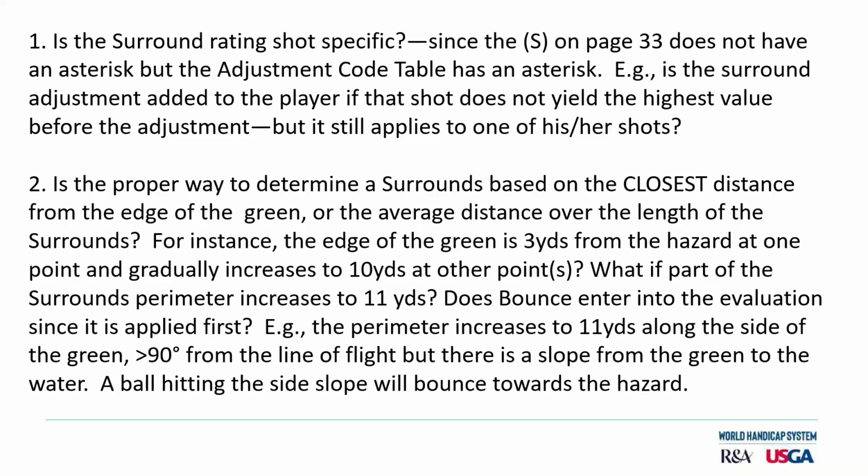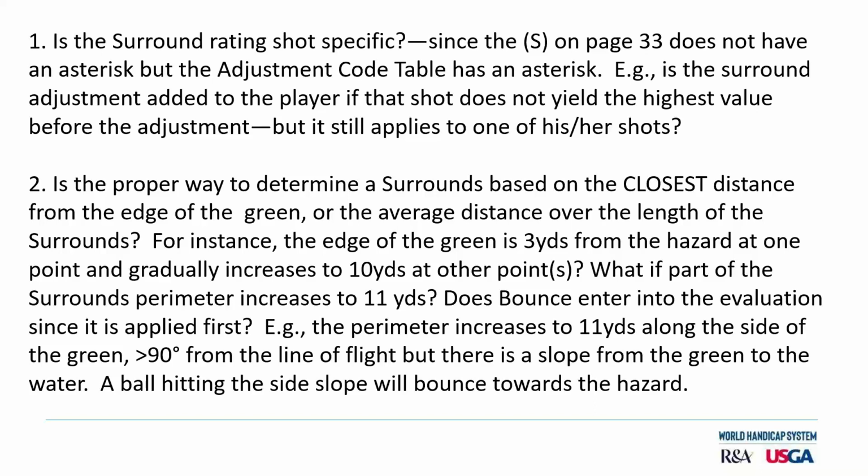The second one, is there a proper way to determine it? Again, this is a good question because we don't always lay out in the book how to do it. Essentially, how do we use the surrounding area of the green and how do we measure it? Is it the average distance from the edge of the green? Is it the closest? How do we do that? As it says, for instance, the edge of the green is 3 yards from the hazard, and using the word hazard, I assume penalty area, at one point, and gradually increases to 10 yards. What if part of the surround perimeter increases to 11?